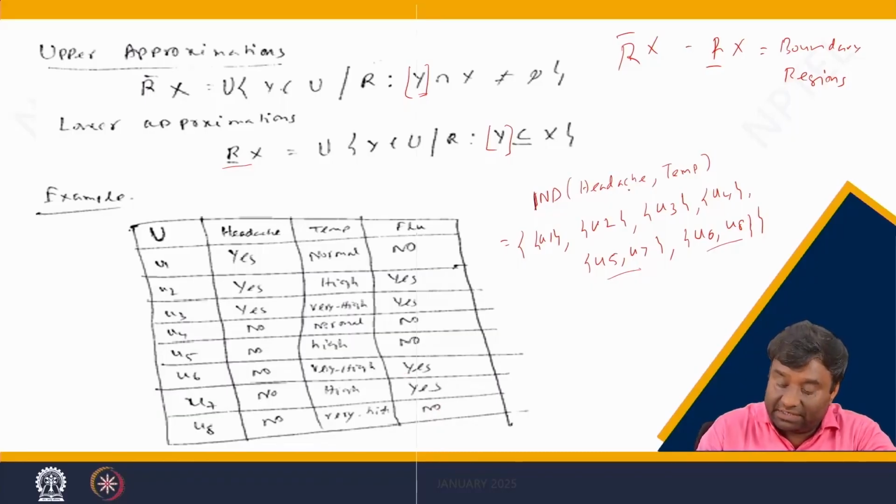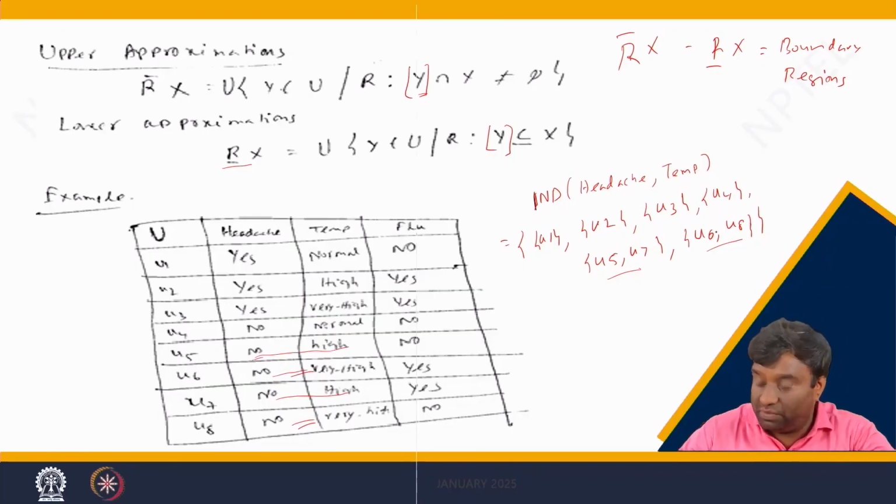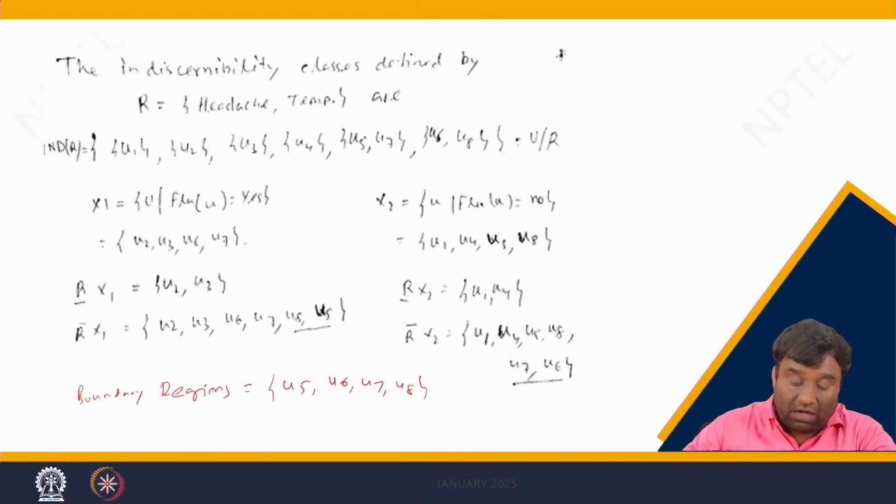Here, in the indiscernibility relation of headache and temperature, U1, U2, U3, U4 are all unique. But U5 and U7 are the same equivalence class, and U6 and U8 are the same equivalence class, because for U5 and U7 it is no, high, and for U6 and U8 it is no, very high. So these are the equivalence classes. Now we have the equivalence relation. If R is headache and temperature, then the indiscernibility of R gives U by R. X1 is flu yes, so for flu yes we have U2, U3, U6, U7.